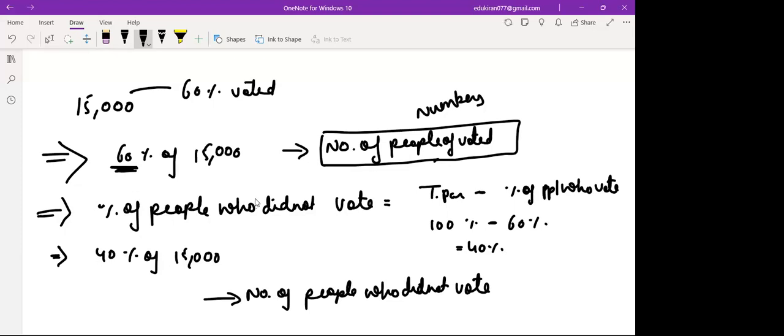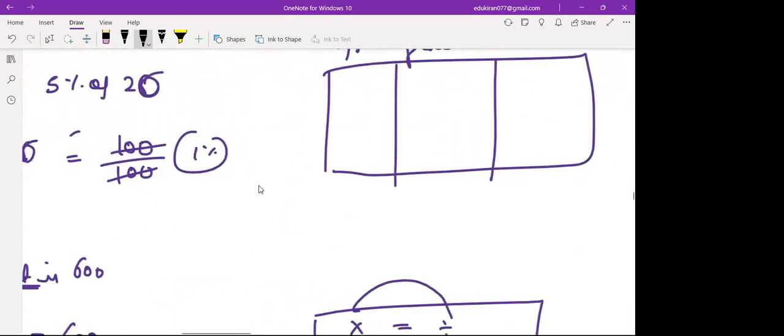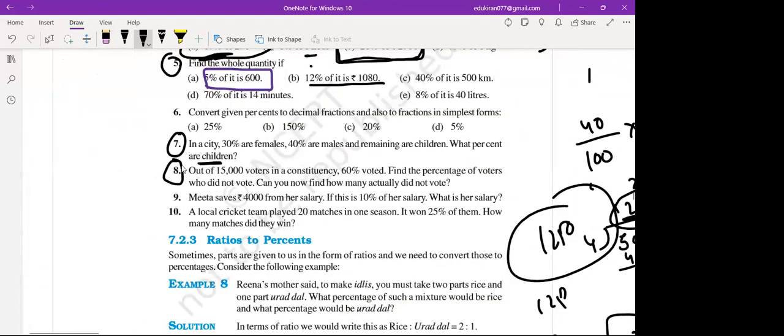This one, you have to do. I'm just telling you, first, write the question. Okay, first, write the question. This one: find 16% of 15,000. We'll find how many people did vote.